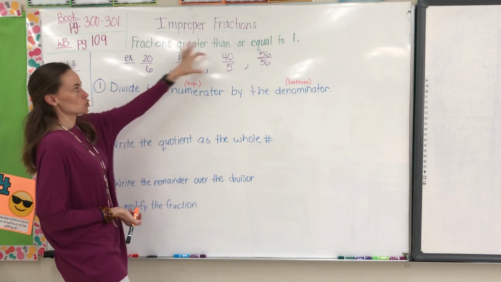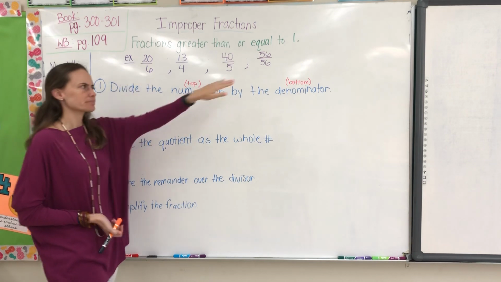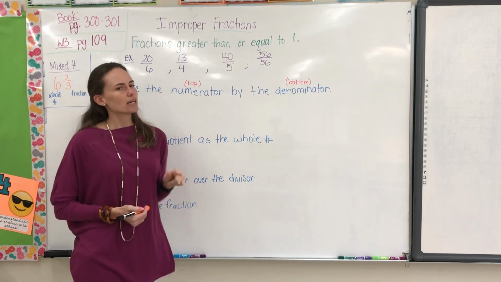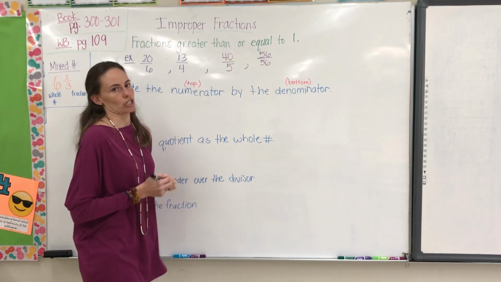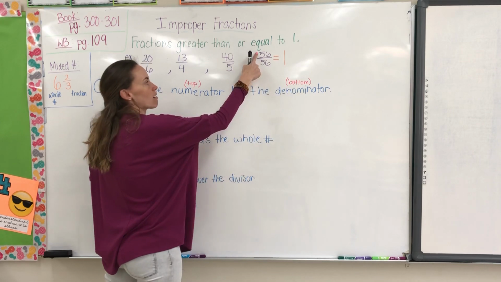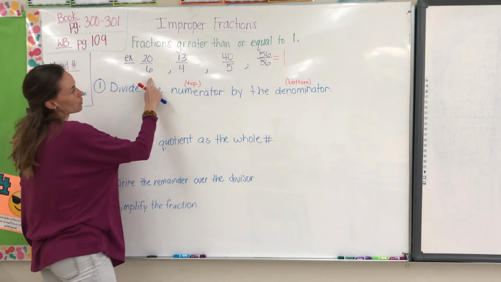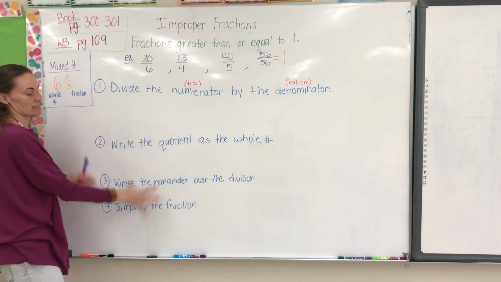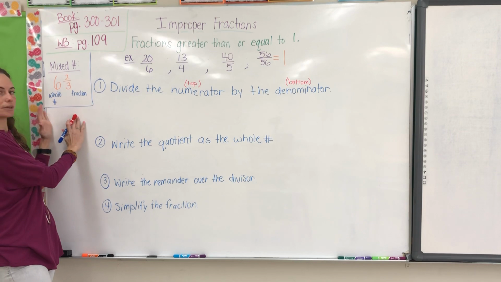Now, if you notice, these three all have a greater numerator than the denominator. This one, they're both the same, 56/56. But we've already learned that when the denominator and the numerator are the same, that fraction is equal to the whole. So this would equal one whole because it has all the parts of the whole. They're the same. Okay, so let's go over how we're going to correct these improper fractions. Now I'm going to take you through the steps, and the way that you're going to write your answer would be in a mixed number.